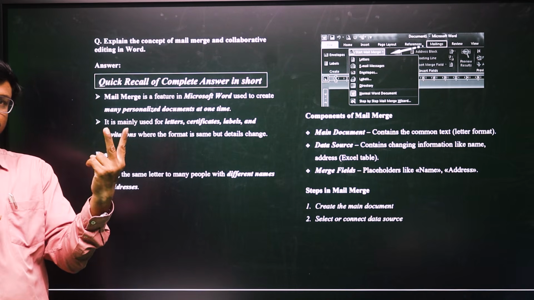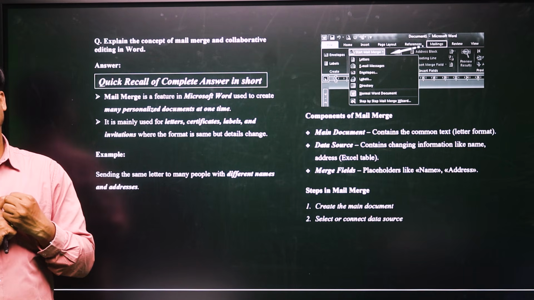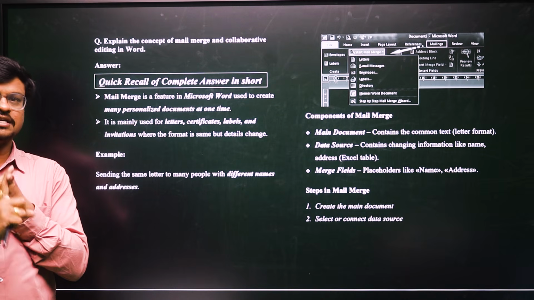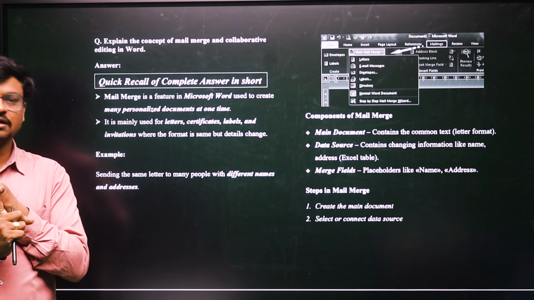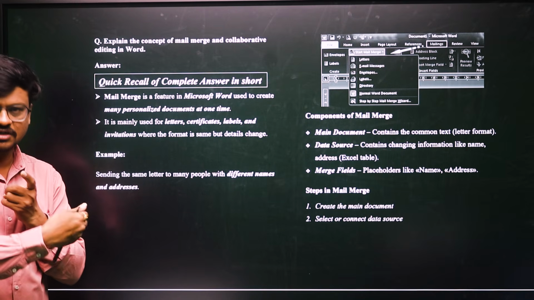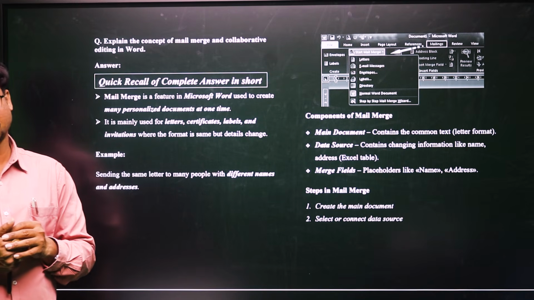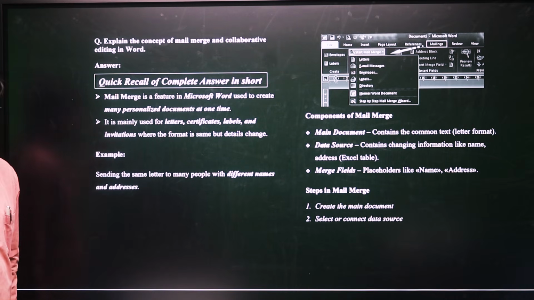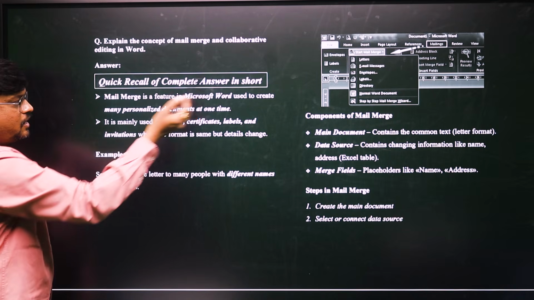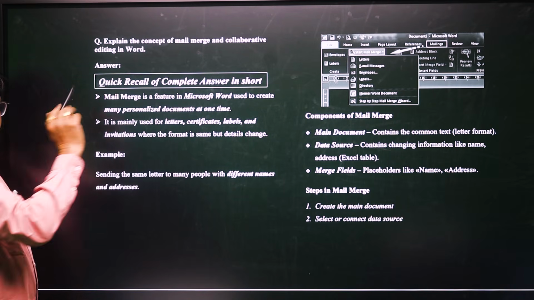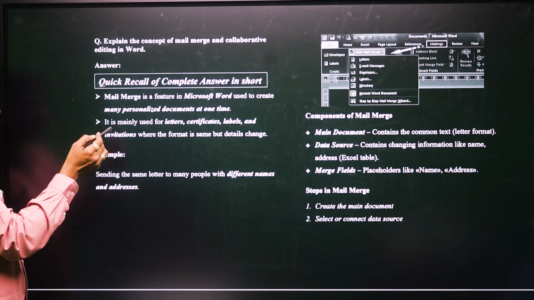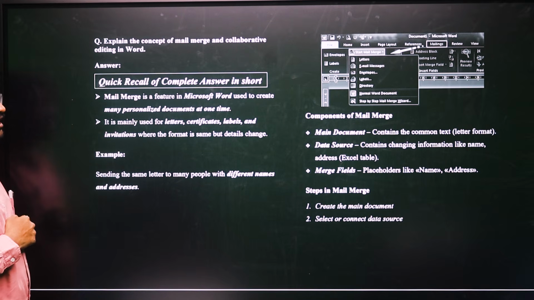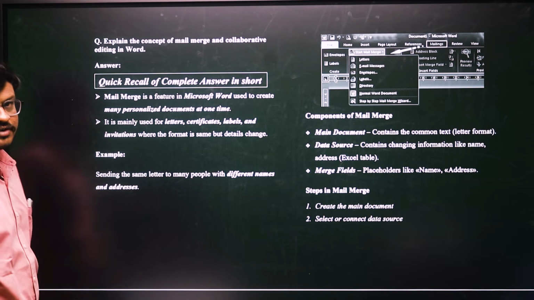As I said, you need two documents, the master document and the recipients document. In the master document, we write our actual message. In the recipients document, we type the information, the address, name, and designation of the concerned people. Just look at this. What is mail merge? It is one of the important features of Microsoft Word. When you want to create many personalized documents at once, you can use mail merge. It is mainly used for letters, certificates, labels, and invitations where the format is the same but the details change.